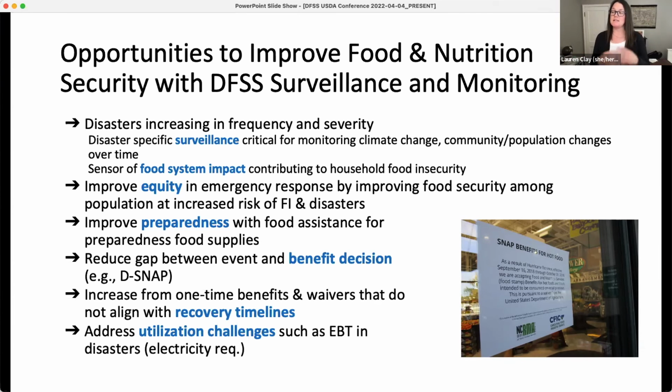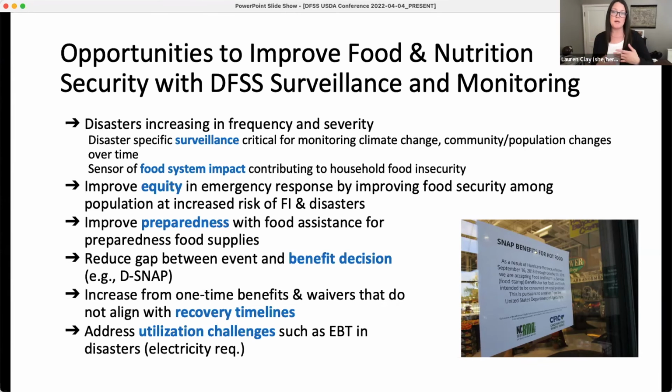We also think that a disaster food security scale can help to improve equity and emergency response by improving food insecurity among populations that have multiple things working against them, systems, geography, lots of factors. We also would love to improve preparedness with food assistance. So right now in the US, when a disaster is happening, households start preparing. They get supplies, the things they think they might need based on what the impacts are. And we don't have any sort of preparedness food assistance where a household that maybe relies on food assistance can get some additional supplies or some really specific supplies to be ready. Instead, we wait and see what happens in the disaster.